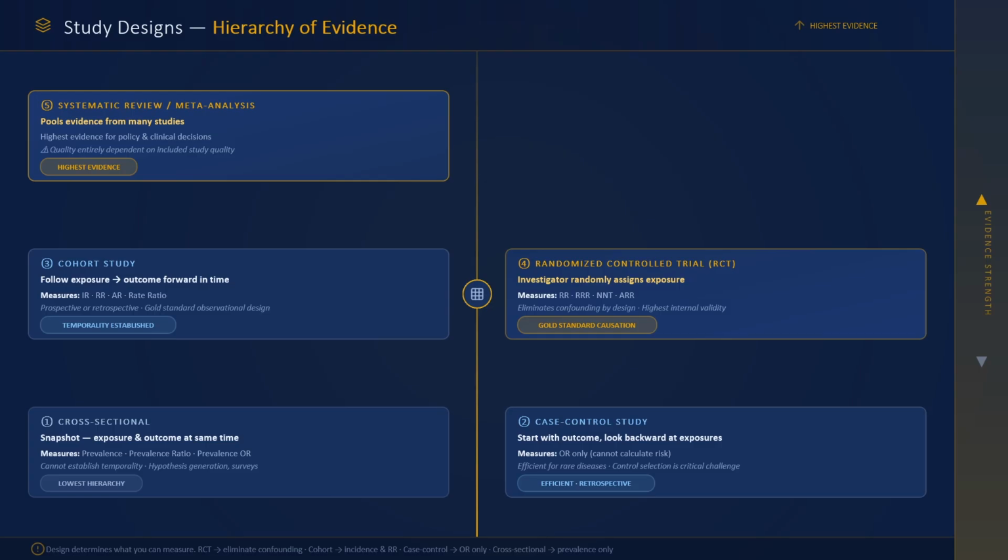At the top, systematic review and meta-analysis, but with a caveat. The quality of a meta-analysis is entirely hostage to the quality of the studies inside it. If you remember nothing else: randomized controlled trials eliminate confounding, cohort gives incidence and risk ratio, case control gives odds ratio only, cross-sectional gives prevalence only.